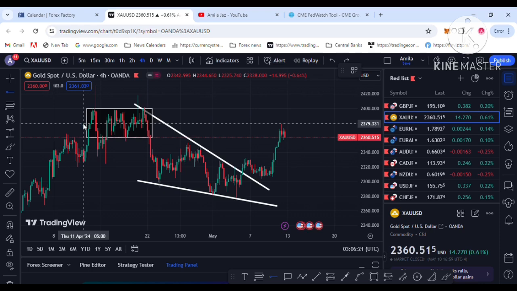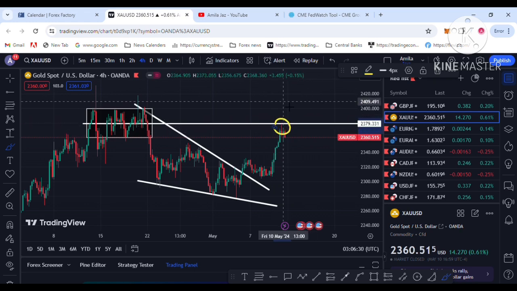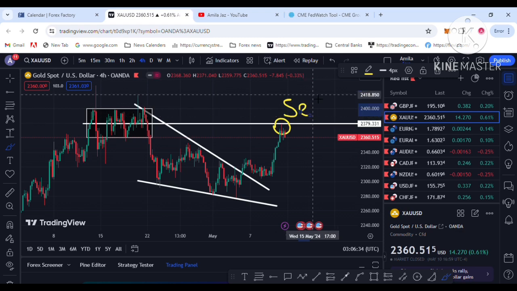This here is the middle, the 50% line. I have drawn that line. Above the 50% line, the sellers are active. That was last Friday, and the sell at 2377 is what we made. So that is the technical analysis of how we got the sell trade last week.